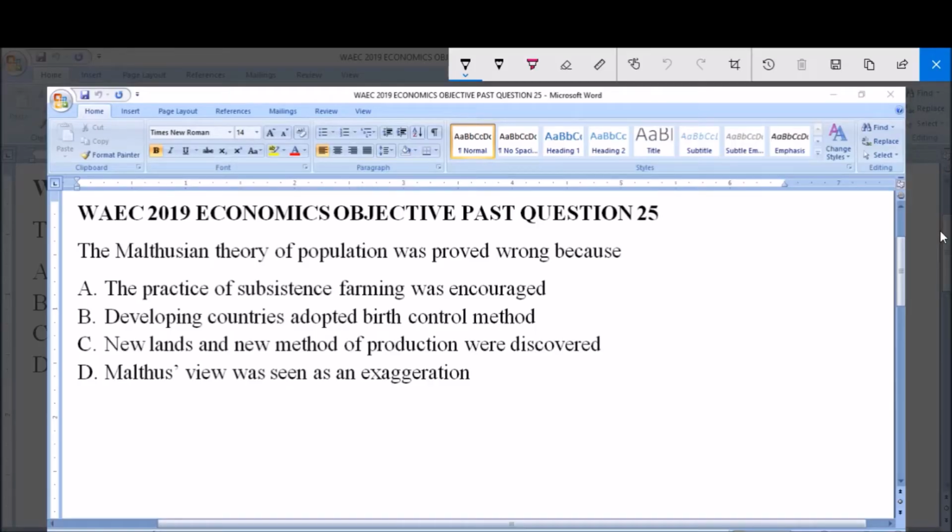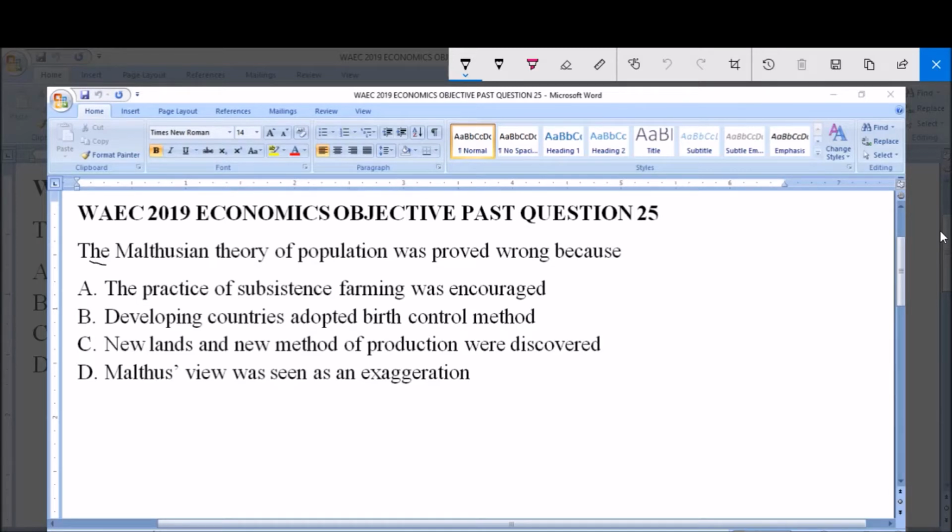We will be answering WAEC 2019 Economics Objective Past Question 25. The Malthusian theory of population was proved wrong because A. The practice of subsistence farming was encouraged. B. Developing countries adopted birth control methods. C. New lands and new methods of production were discovered. D. Malthus's view was seen as an exaggeration.